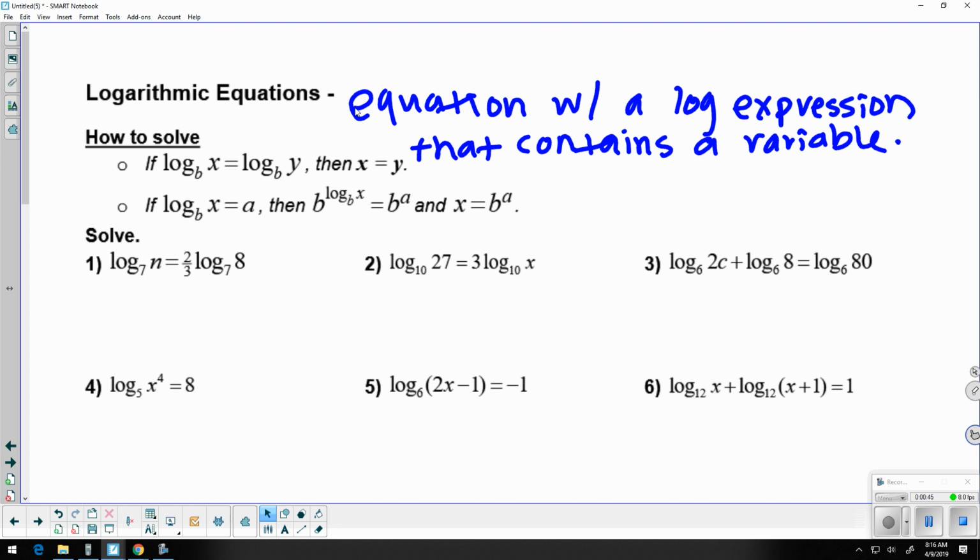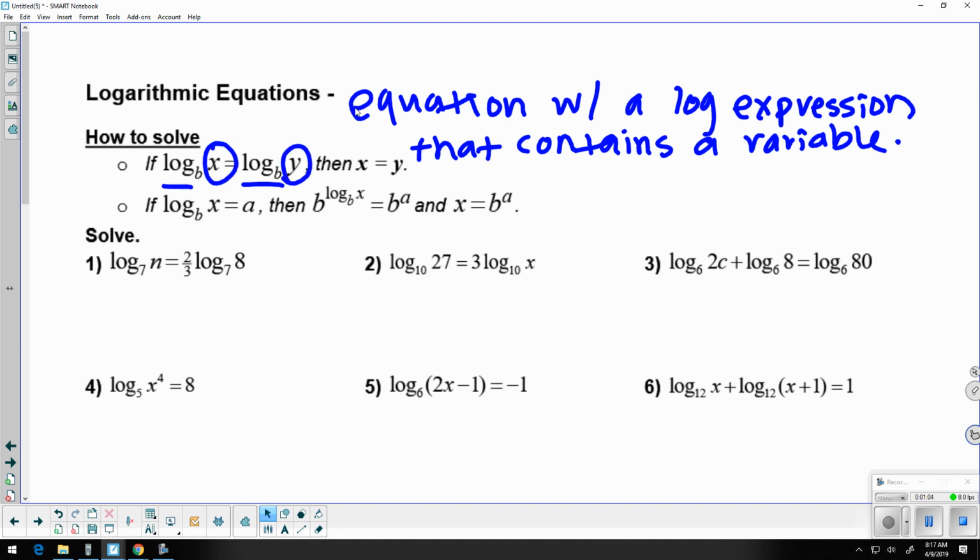Where you have a log on both sides of the equation, like you see here, log base b of x equals log base b of y, you simply have that x equals y. So pretty similar idea. If you have the same log with the same base on both sides of the equation, you simply drop the logs and set these equal to each other.